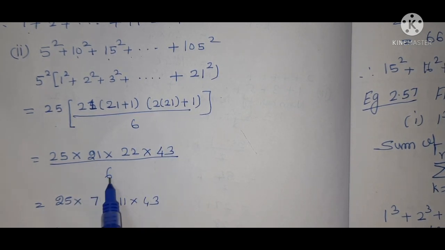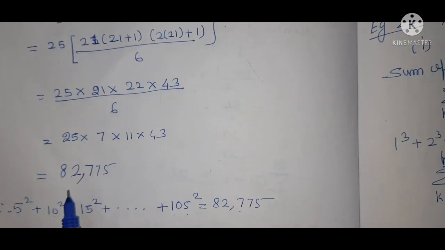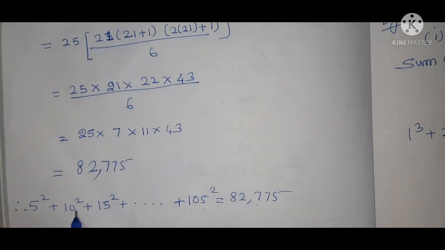21 and 6 cancel by 3, we get 7. Here 22 is divided by 2, we get 11. 25 into 7 into 11 into 43, we get 82,775. Therefore, 5 square plus 10 square plus 15 square and so on plus 105 square is equal to 82,775.